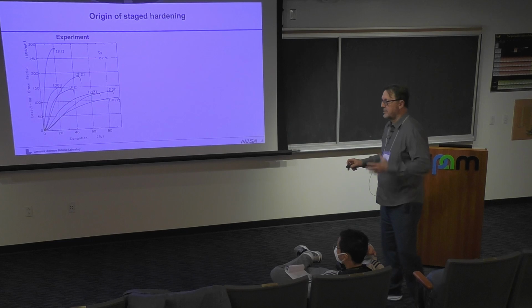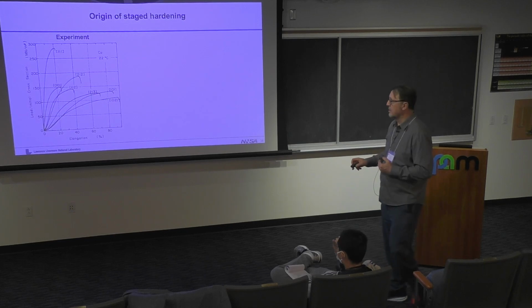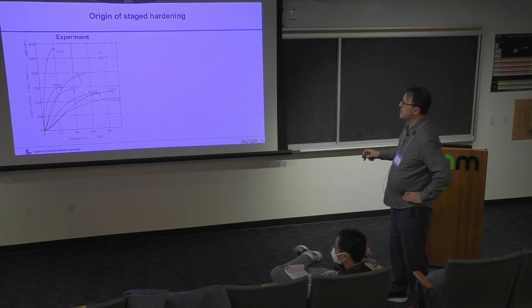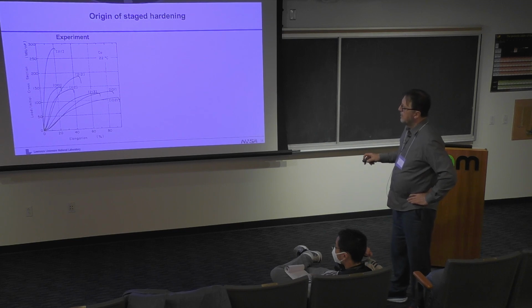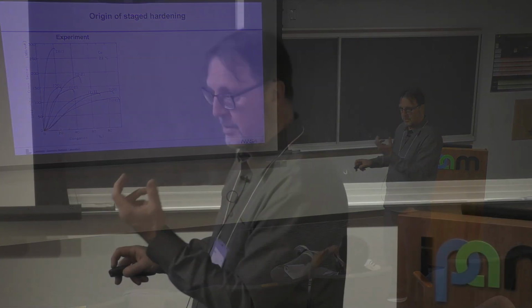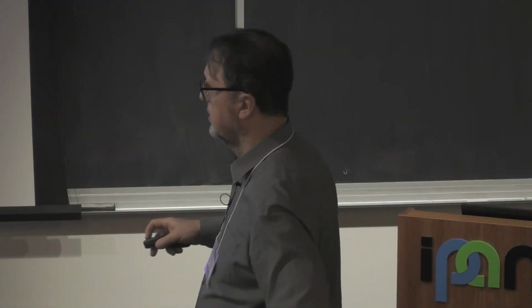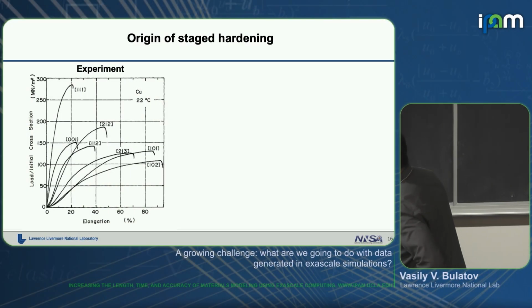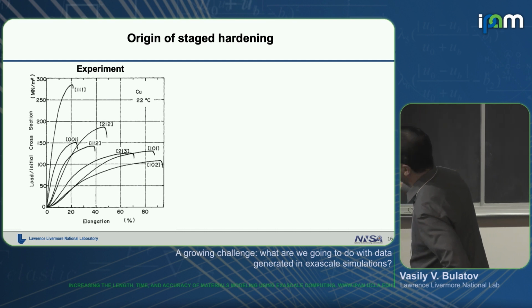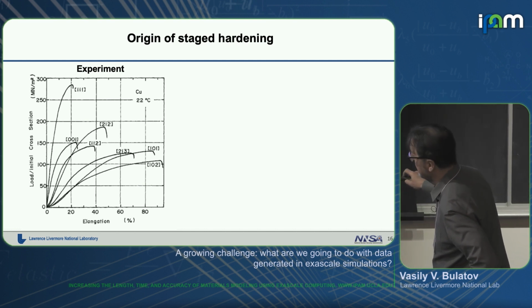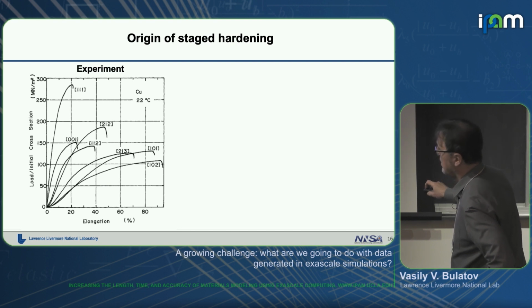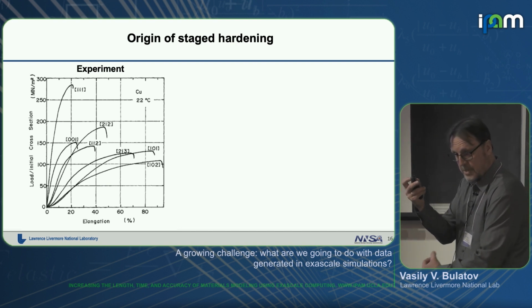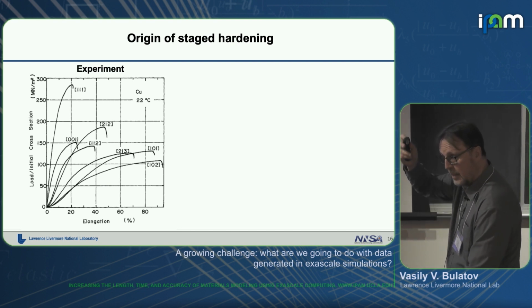In trying to see the origin of this stage hardening, we related our work to a classical paper by Takeuchi, published in 1975, where he took different single crystals oriented in different orientations relative to the straining axis, and the orientation is labeled here with the Miller index of the axis. So 111 and 112 means that the crystals are differently oriented with respect to the straining axis.